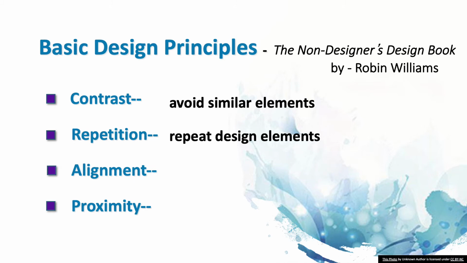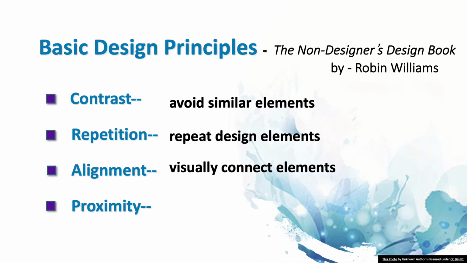Then we get into repetition. That's repeating the same design elements. So the same fonts, the same color schemes. We don't want each slide to look like a different presentation. We want it to look like it's all one presentation. So if you're going to use dark teal as a title color for your title, then you should use that on all of your slides. You really shouldn't be changing it. If you're going to use purple bullet points, then you should use purple bullet points on all of them. That would be repetition.